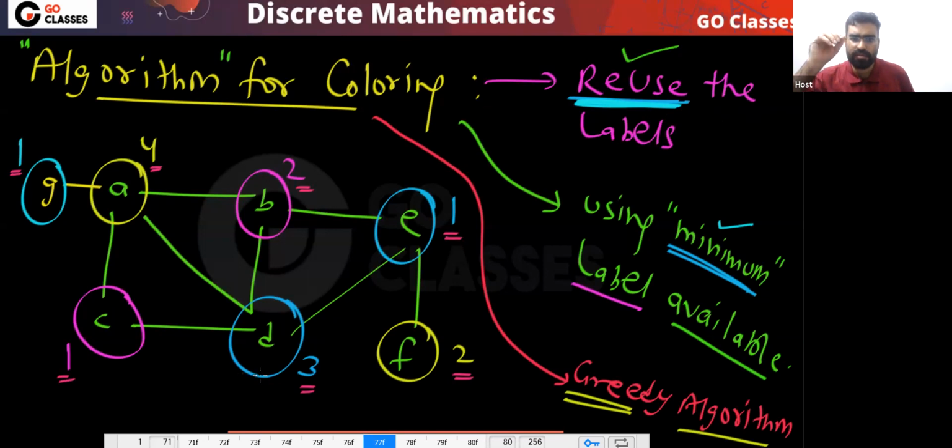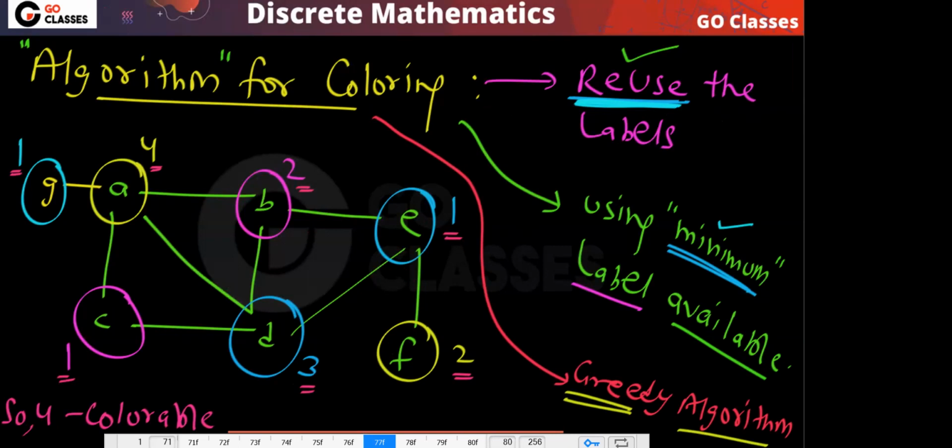Okay, just give me a second. And you find what is the chromatic number. Can I say this graph is 4 colorable? So this graph is 4 colorable. Now find the chromatic number. Find that, which means the minimum number of colors you need.